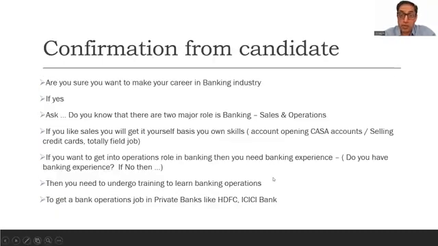Then you ask Simran, are you sure you really want to make your career in banking industry? If she says yes, then you tell, see, in banks, there are two types of jobs. One is sales jobs and the other is operations job. In sales job, your job is to sell all the banking products. Like in banks, there are saving account, current account, credit cards. There are so many products that the banks sell. You have to go out and sell.